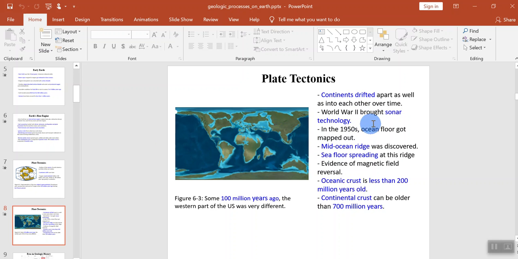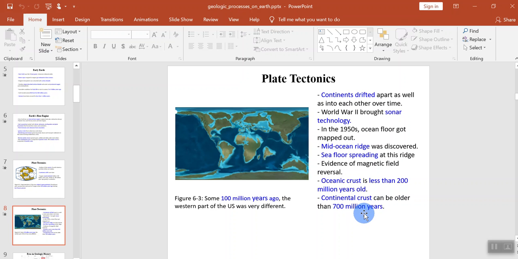How do we know these things? Sonar technology was developed in World War II. So in the 1950s, ocean floors got mapped out. They found a mid-ocean ridge. Oceans have mid-ocean ridges. That's where seafloor spreading starts. It's just like a conveyor belt where magma is spewing out to the right and to the left at the mid-ocean ridge. So the oceanic crust is less than 200 million years old, while the continental crust can be older than 700 million years.